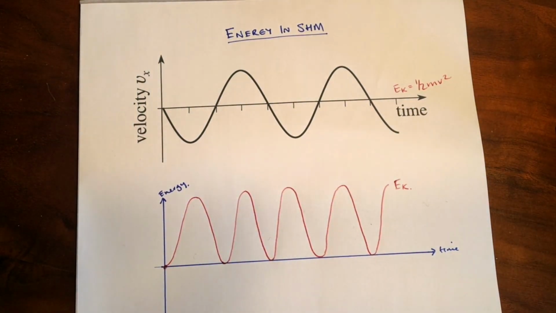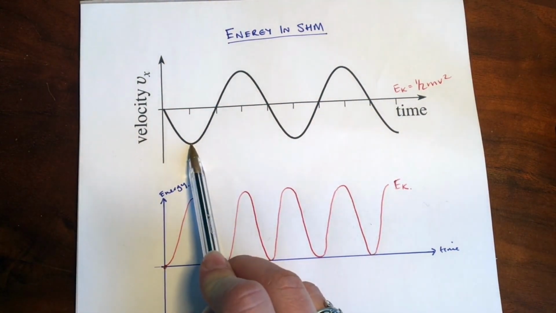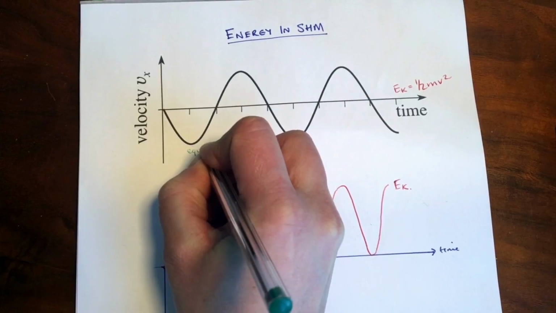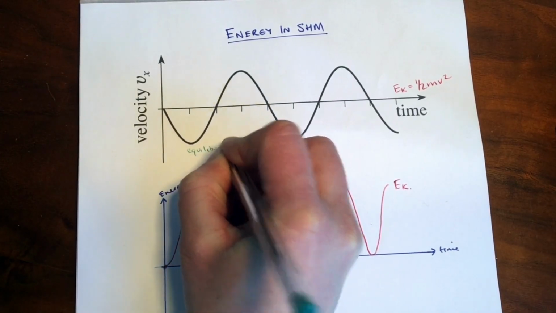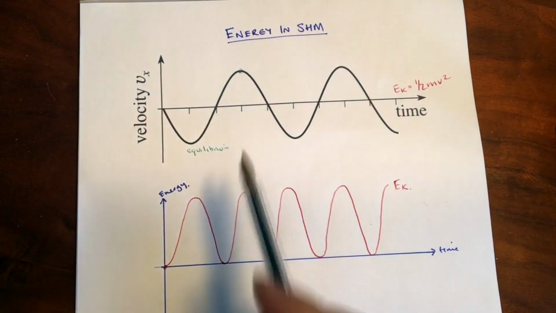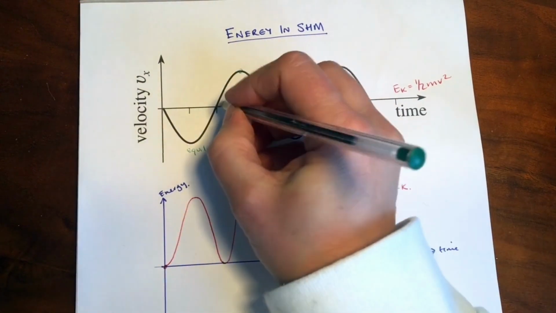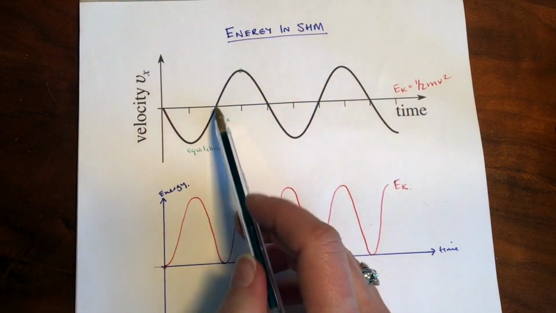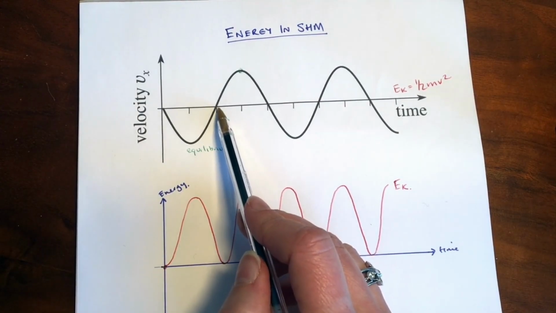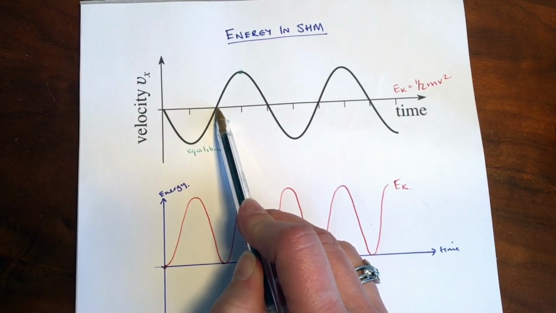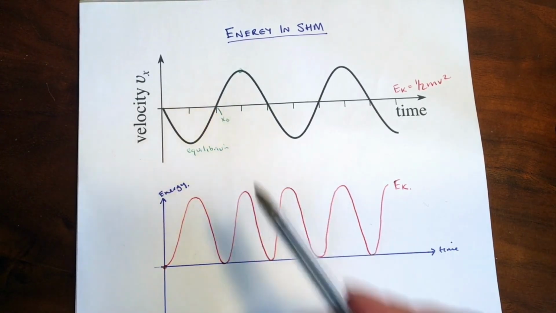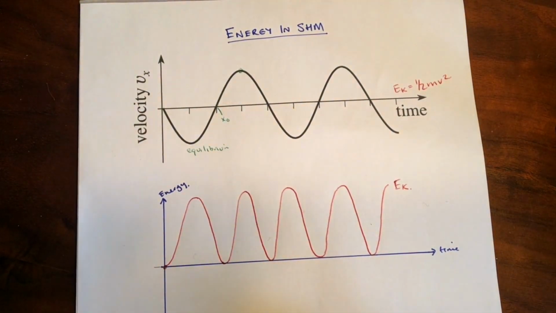When the object has its maximum velocity, this is when the object is going through equilibrium, here and here. At this stage here, it's at the extremes. It's when it's got its maximum amplitude, x naught. At this point, it's got its most acceleration and the greatest force applied to it. And it's at this point where it has the greatest potential energy stored in the spring.